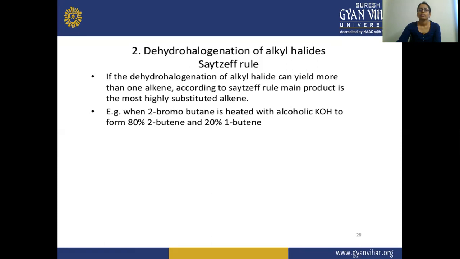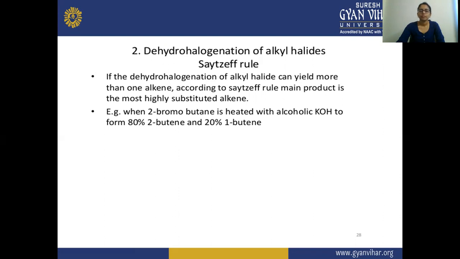If the dehydrohalogenation of an alkyl halide can yield more than one alkene, according to the Saytzeff rule, the main product is the most highly substituted alkene. So here we are preparing alkene from alkyl halides, where there is a removal of halogen as well as hydrogen from the alkyl halide, and there is a formation of an alkene molecule. The main product formed is the highly substituted alkene.